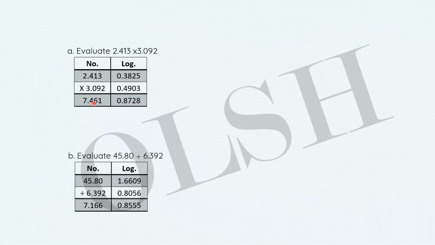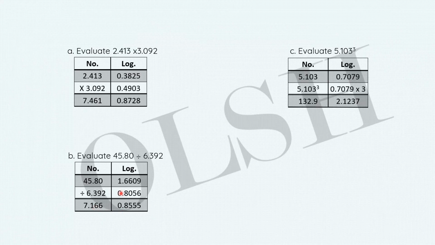We do that for the next one, 45.80 divided by 6.392. If we find the log of 45.80, we have this. We find the log of 6.392, we have this. We subtract both of them to get 0.8555. We find the antilog of this, we get 7.166.